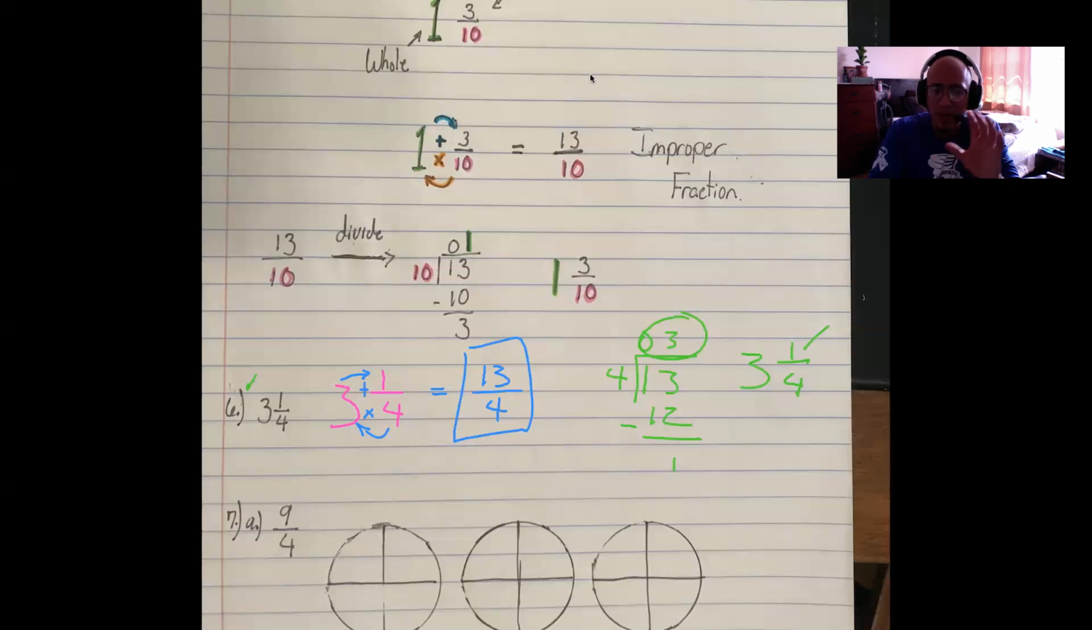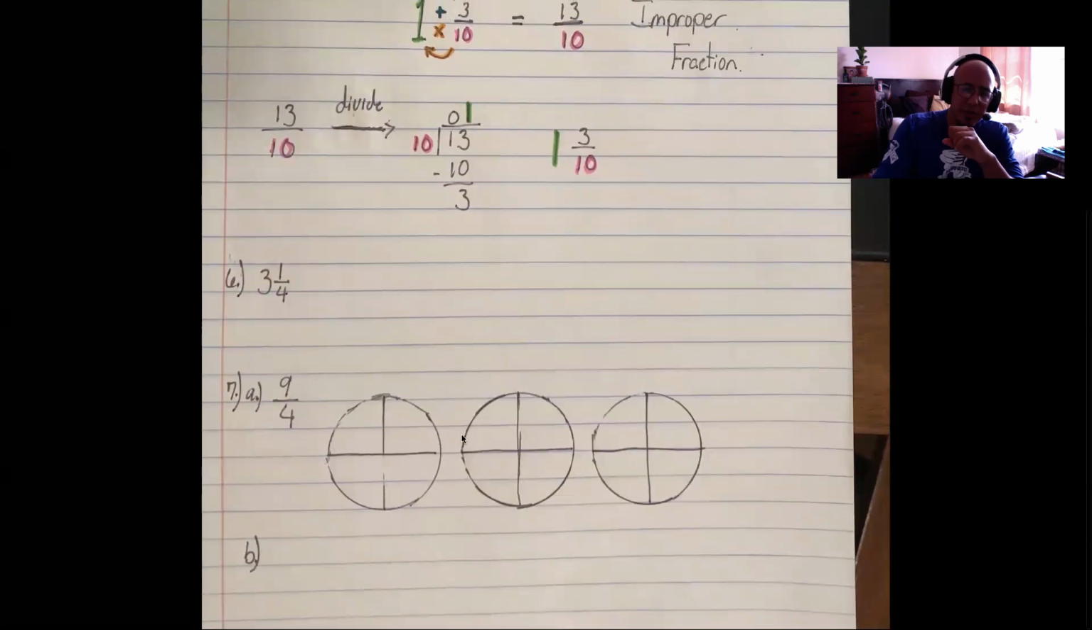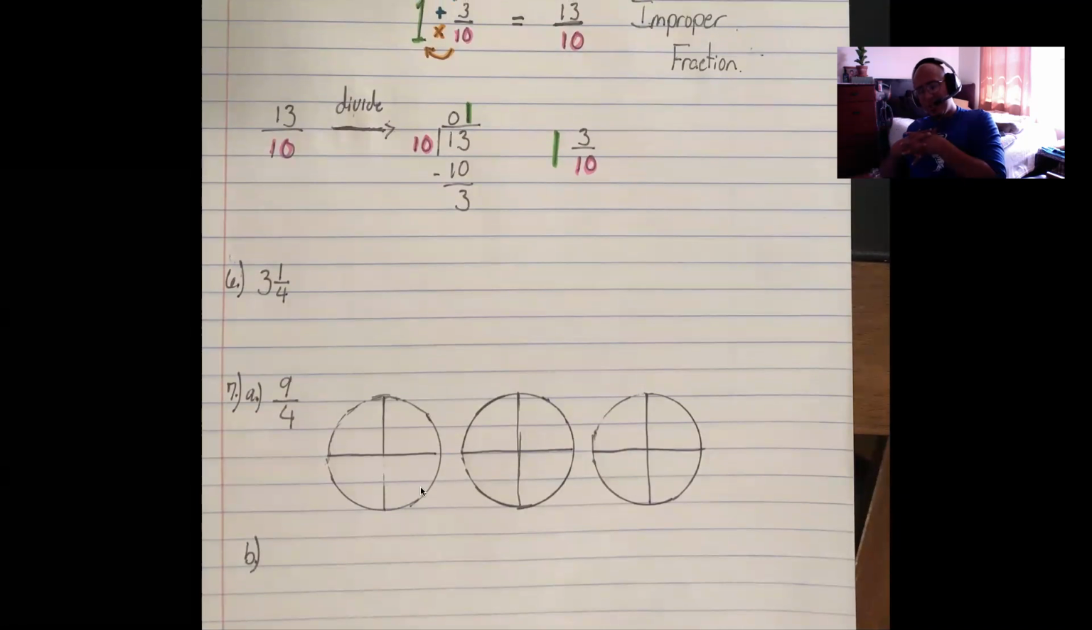And again, if I went too fast, I encourage you to rewind this video. I don't want to take too much of your time. Number 7 is an interesting one, and I'm doing it here in the lesson because I like the example.